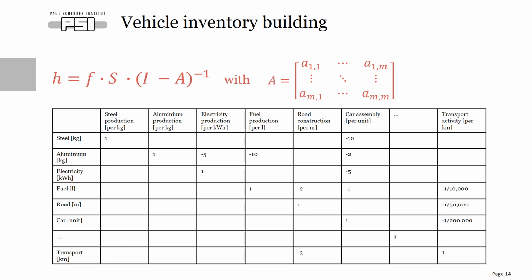For example, the seventh column of that matrix represents the car assembly process, and we've put here some random numbers, but it's just to illustrate this slide. For example, that assembly process will need 10 units of steel, 2 units of aluminum, 5 units of electricity, 1 unit of fuel, and it will output 1 car. And then the last column represents the transport activity per kilometer. And this activity will need some fuel, some road, and a fraction of a car, which is basically 1 over the lifetime of the car in kilometers.